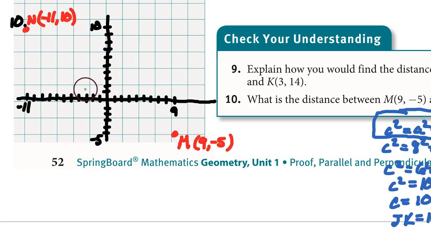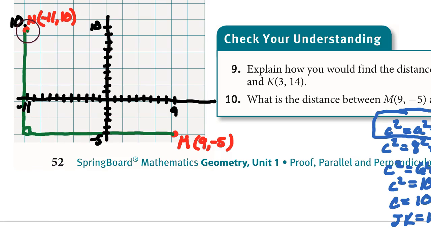Here's the answer for 10 on the side of the screen. I've located point M at 9, -5 and point N at -11, 10. Now let's create a right triangle connecting these dots. Drop down from N until you reach the same height on the grid as where point M is. And then draw sideways from point M until you reach that other green line. When it touches right there, we want that to look like a 90-degree box.